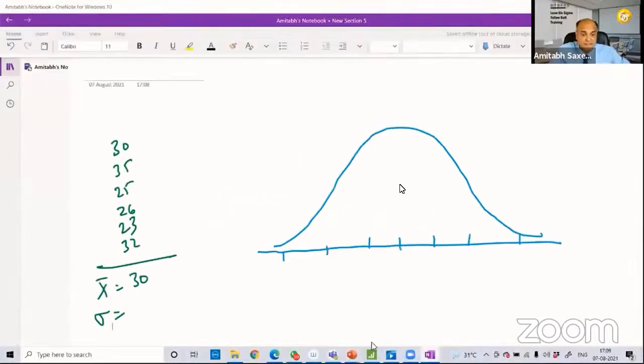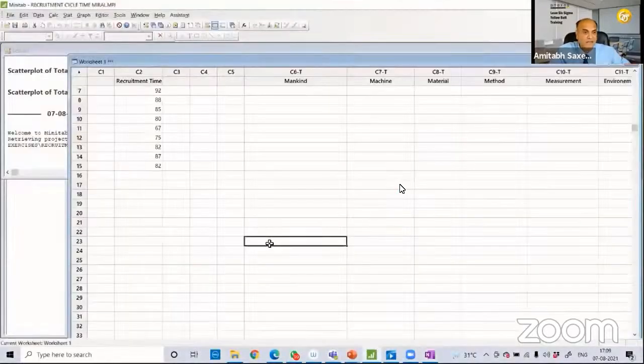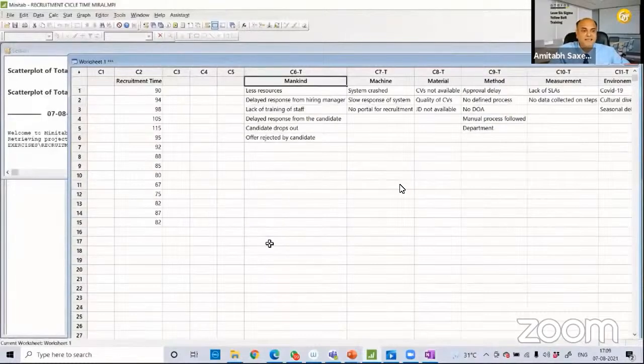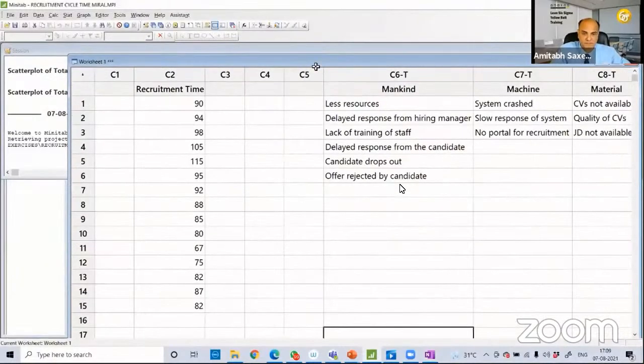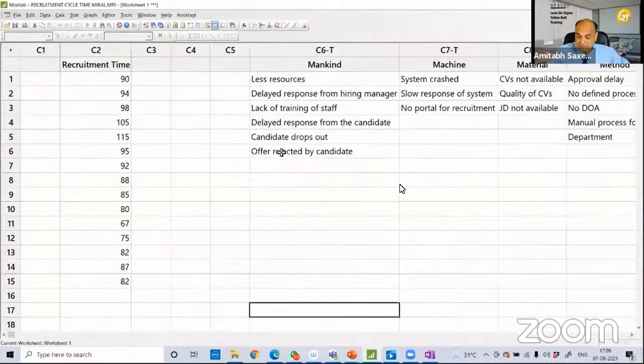For example, I have Minitab. I've got a recruitment cycle time example of a process. Those who are green belts, black belts, I see some of my certified green belts here, you forgot or what? Okay, it doesn't matter. Always good to revise things.